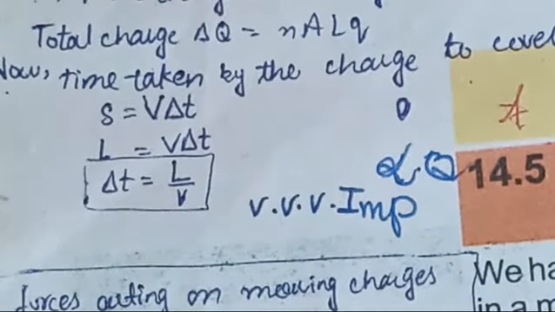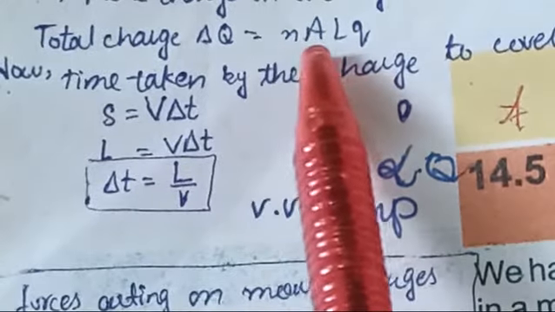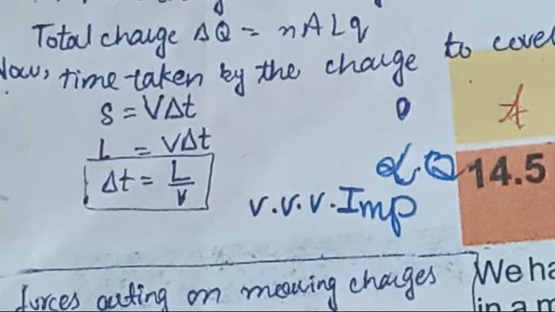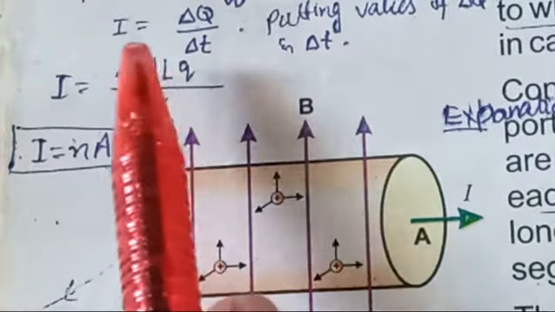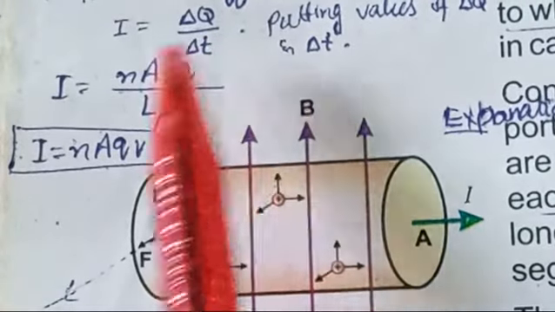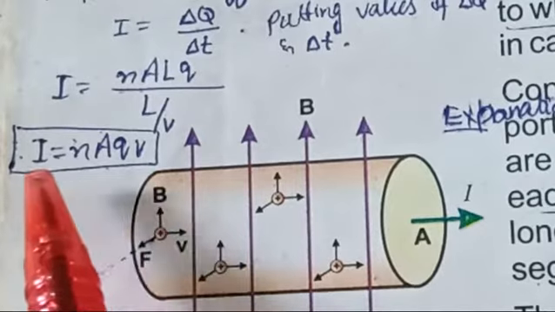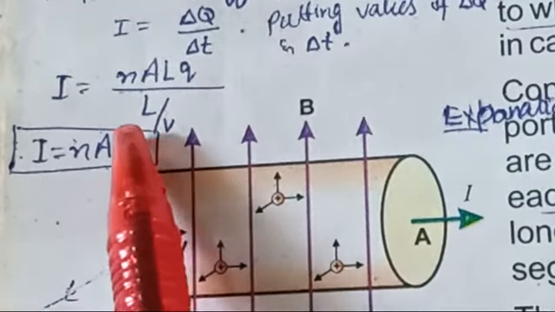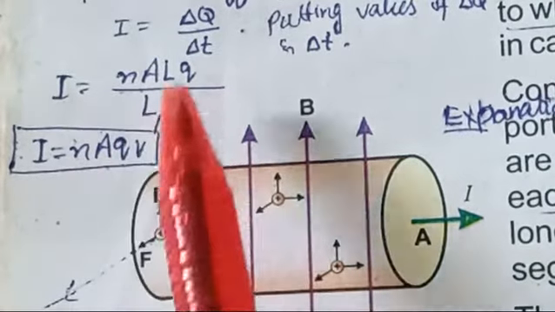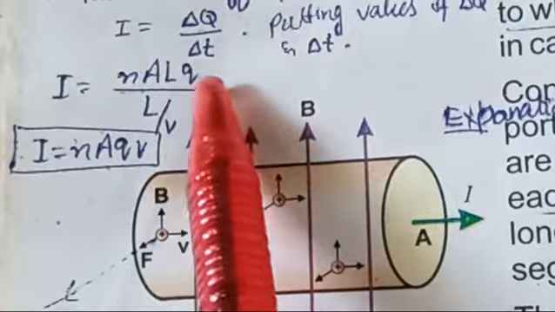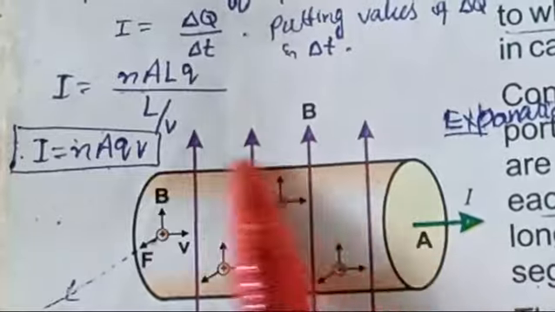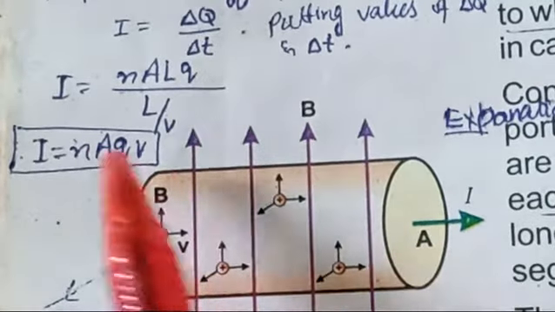In the next step, put the values of delta Q, that is NALQ, and delta T, that is L over V, in the definition of current. I is equal to delta Q over delta T. The value of delta Q is NALQ and the value of delta T is L over V. So the final current is NAQV, as this L in the numerator is cancelled out by the L in the denominator. This is the total current passing through this piece of the wire, NAQV.